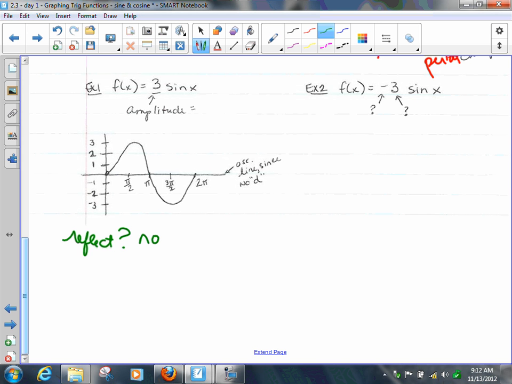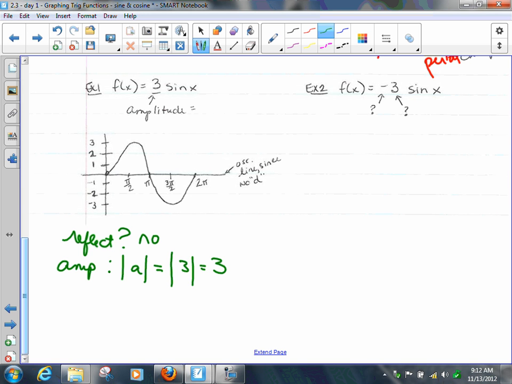The next thing we come to is our amplitude. Our amplitude is the absolute value of A. Well, we've got to find the absolute value of what? 3. What's the absolute value of 3? 3. All right, and we're going to show you how that's going to work in just a second.